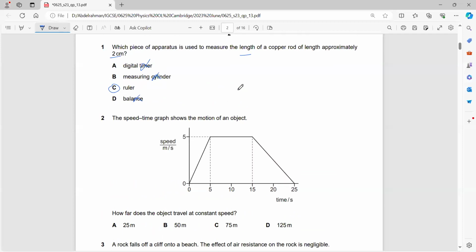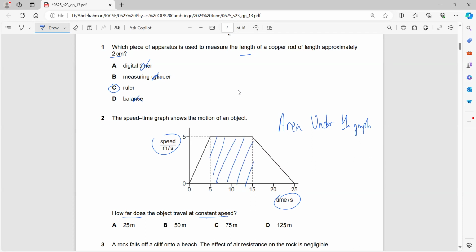How far does the object travel at a constant speed? Speed-time graph. How can I measure the distance traveled? How far does the object travel? Distance traveled is the area under the graph. And the area under the graph for the constant speed, where's the constant speed? Only this area.